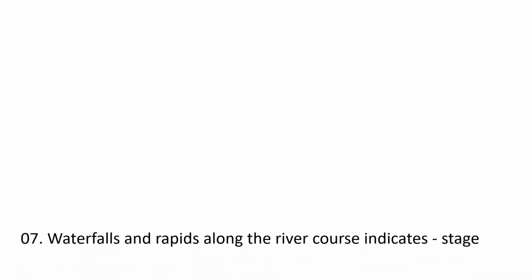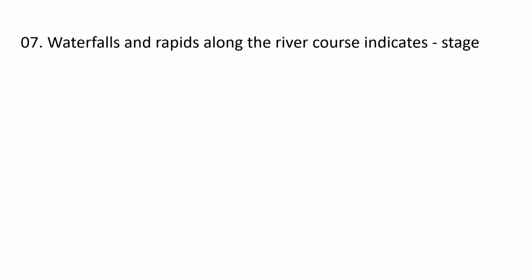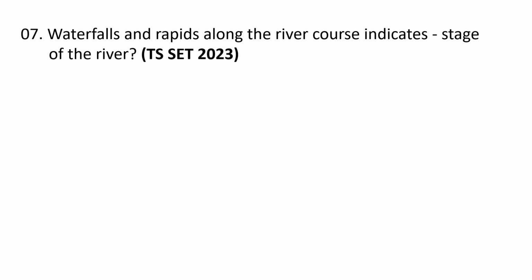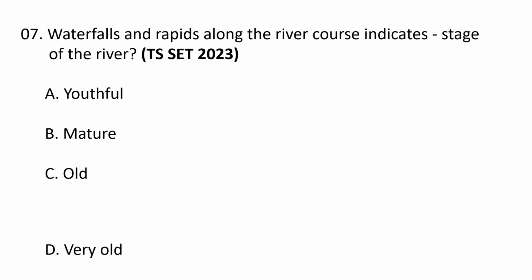Next question. Waterfalls and rapids along the river courses indicate which stage of the river? So waterfalls and rapids of the river course indicate which stage of the river. The options are A. Youthful, B. Mature, C.